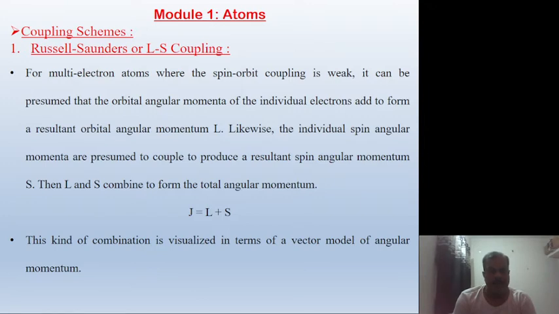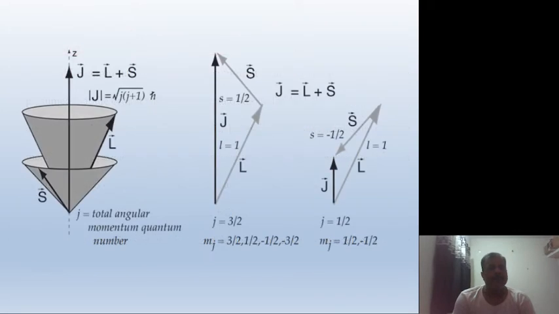This kind of combination is visualized in terms of the vector atom model of angular momentum. We already discussed this model in TYBSc. This is the diagram of J equal to L plus S, total angular momentum, with S the spin as well as L the orbital angular momenta. Coupling of these two, S and L, creates J. J means total angular momentum quantum number. These are the ray diagrams using this equation J equal to L plus S.